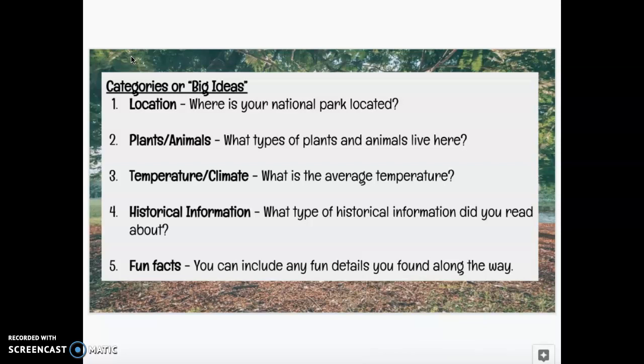Another category is the temperature. What on average is the temperature there? What is the climate like? It'll vary through the seasons, so we'll want you to be researching that information. Another category is historical information. What kind of historical information did you read about as you were going through your research? And then I threw another category in there just because it's fun to have fun. Along the way, you might read some fun facts that don't really fit in those other categories, so we'll be using that for our fifth category.